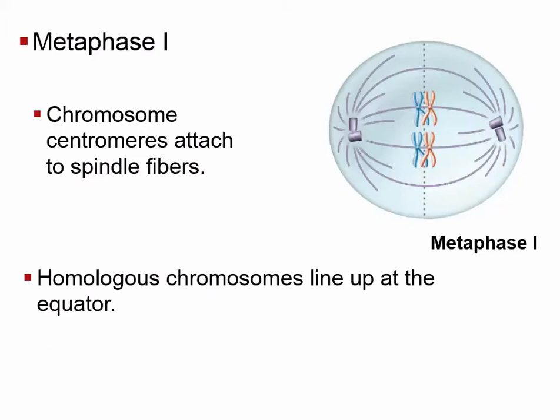Then we go to metaphase 1. If you remember, this is where they meet up in the middle and line up along the equator. But if you look at this, they're not single file, are they? They're side by side. The homologous chromosomes are.